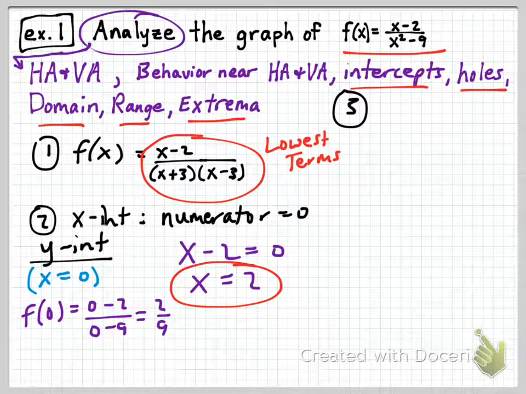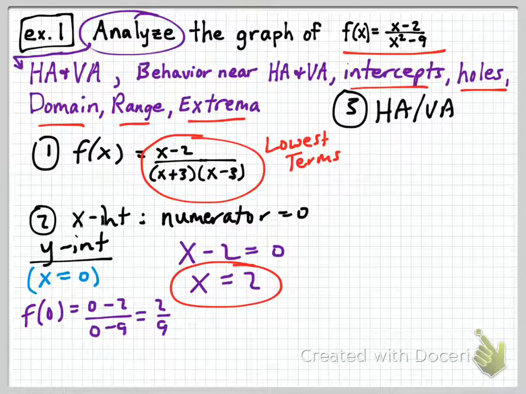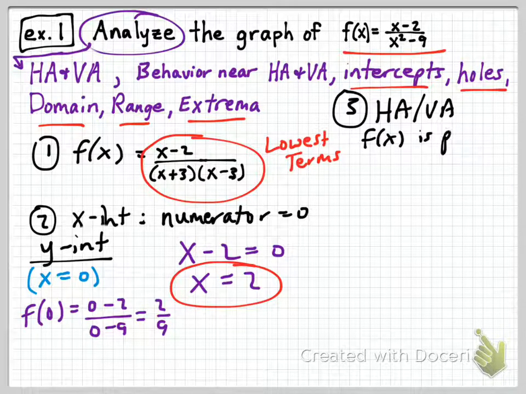Number 3, I guess we could call this. We're going to try to find the HA and the VA. To find the horizontal asymptote, we just look at whether the function f of x is proper. We talked about that, I think, in the last video. But f of x is proper, therefore y equals 0.